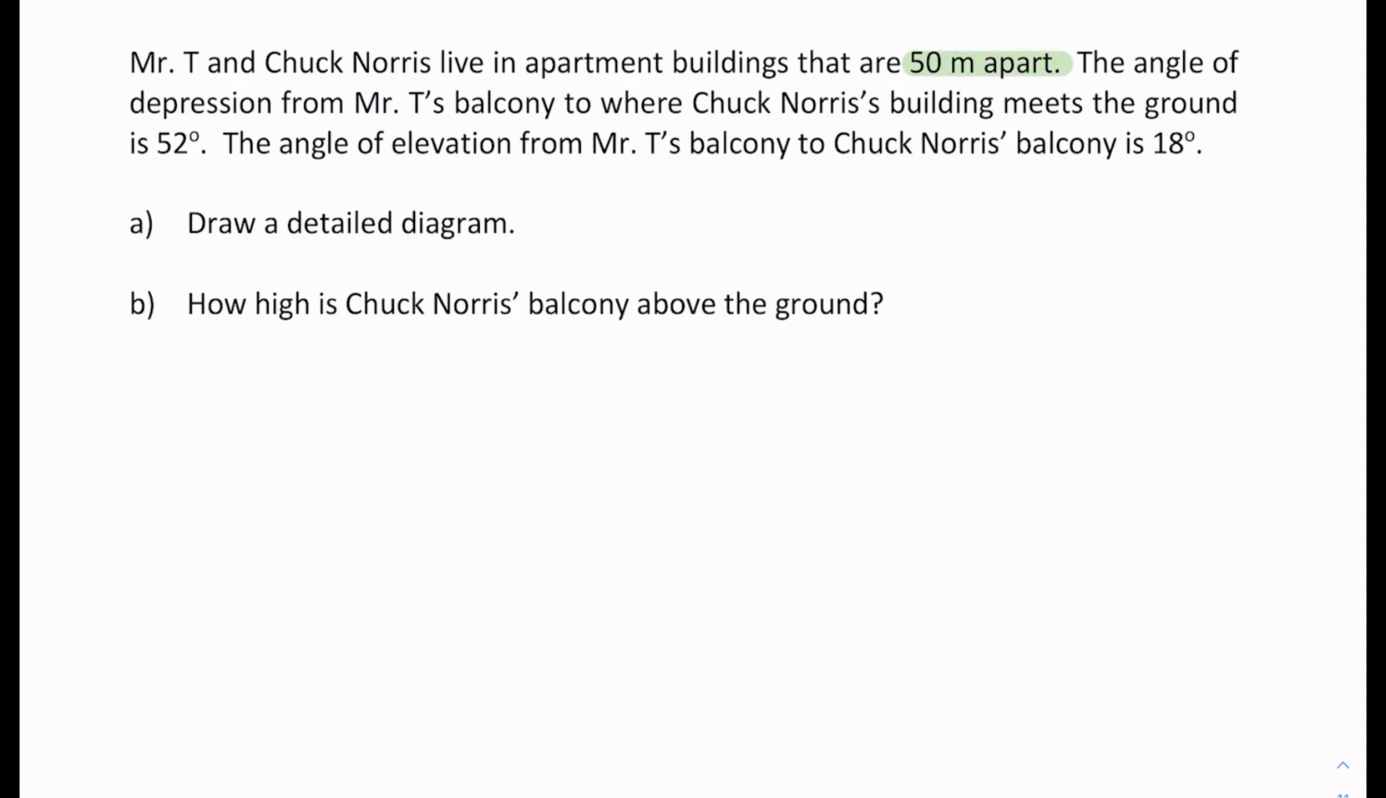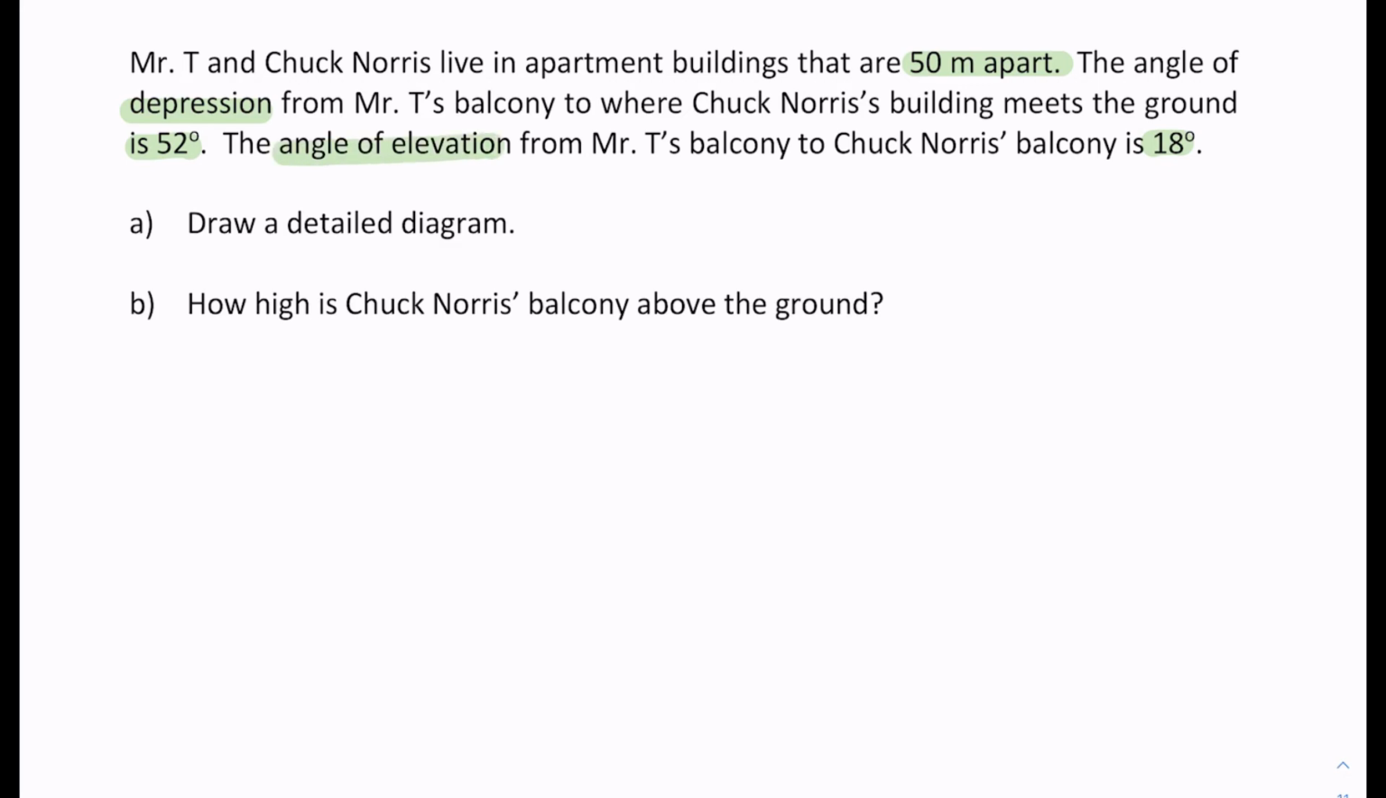The angle of depression from Mr. T's balcony, so that's the key word, to where Chuck Norris's building meets the ground is 52 degrees. The angle of elevation from Mr. T's balcony to Chuck Norris's balcony is 18 degrees. So let's do that, and also the angle of elevation.